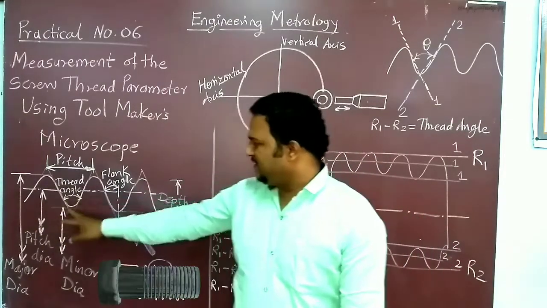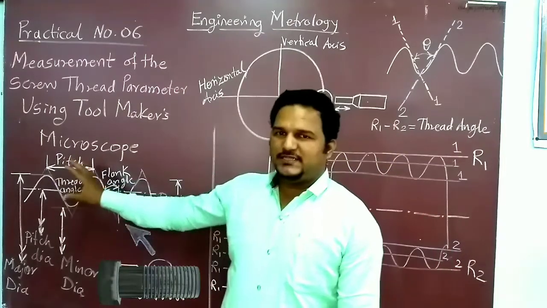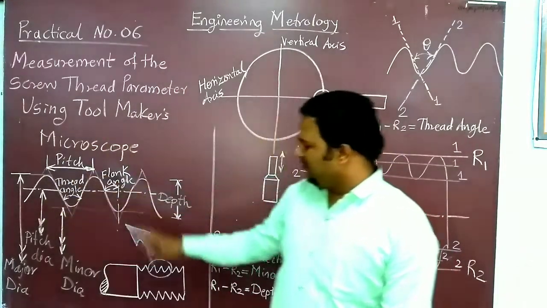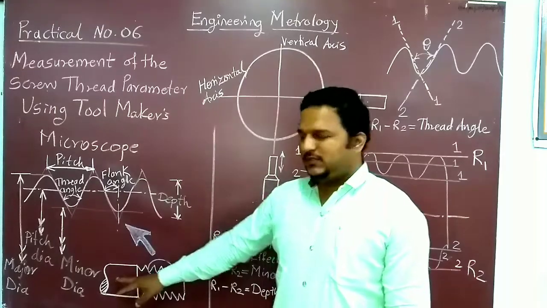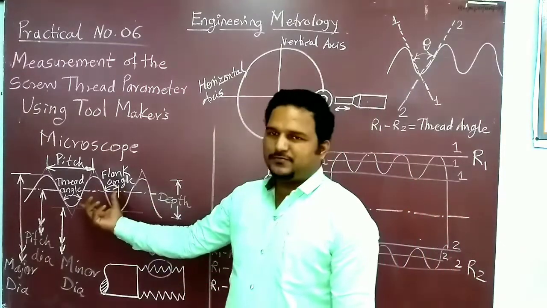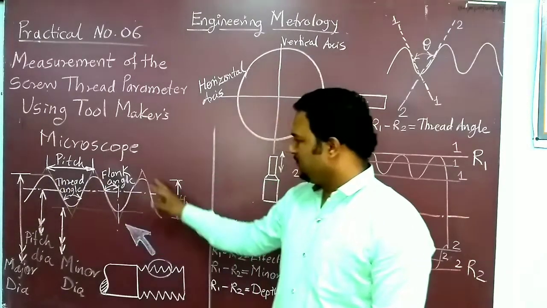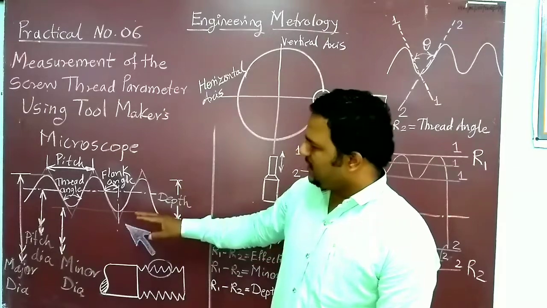Suppose let's take this as a thread form. Now this is exaggerated. Now this is the thread form taken from this figure. Like suppose this is a bolt, a threaded bolt, where we have taken this piece and zoomed it. Okay, so that's why you can see the bigger size picture. Okay, so what is major diameter?